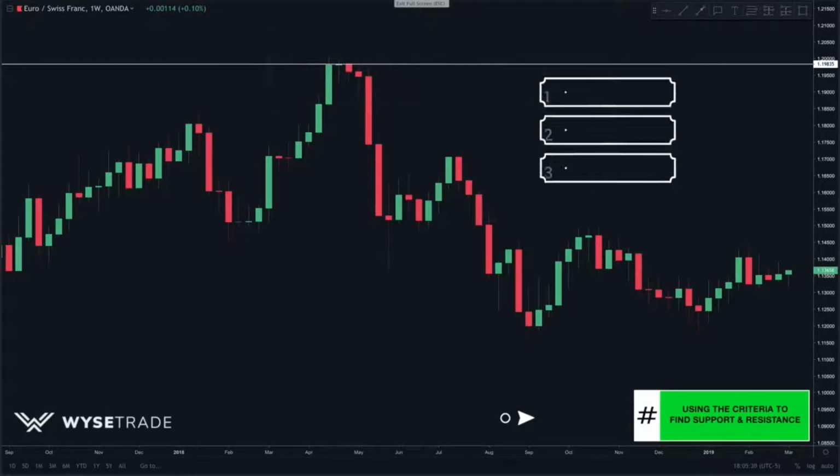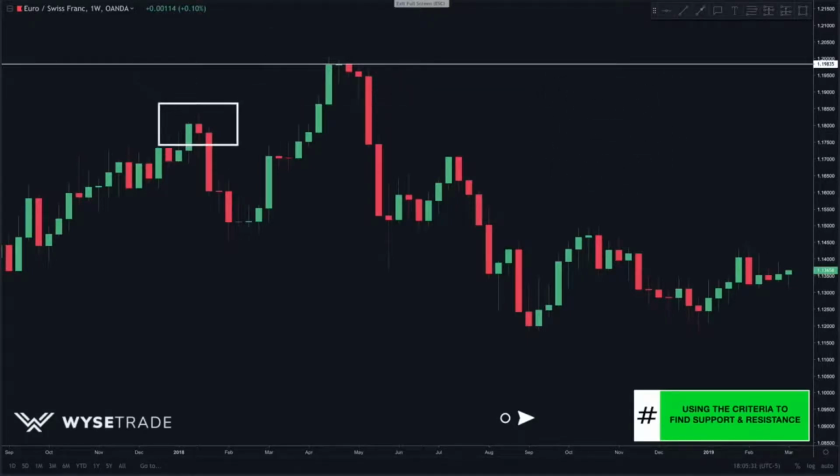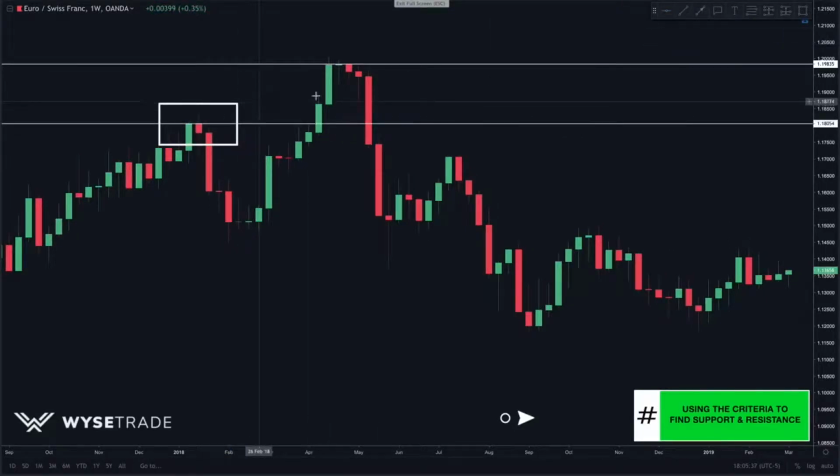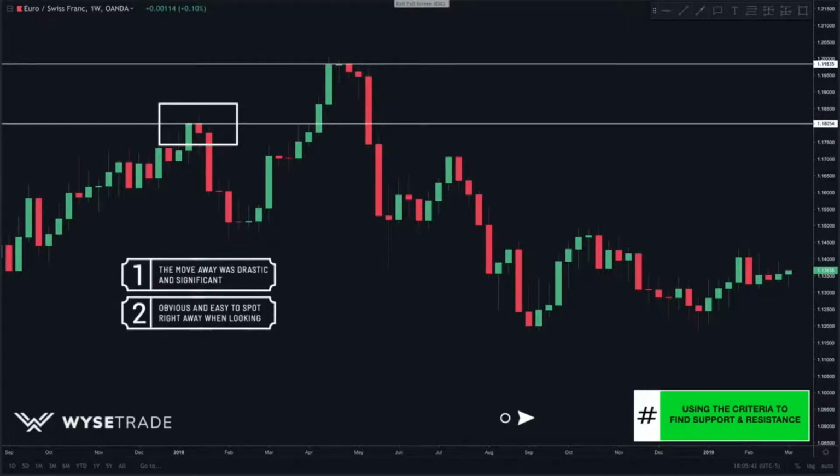So moving on down to the left. We notice this level here where price came up, hit and reversed from, so we draw it in. The criteria that this level satisfies is that the move away was drastic and the level is obvious.